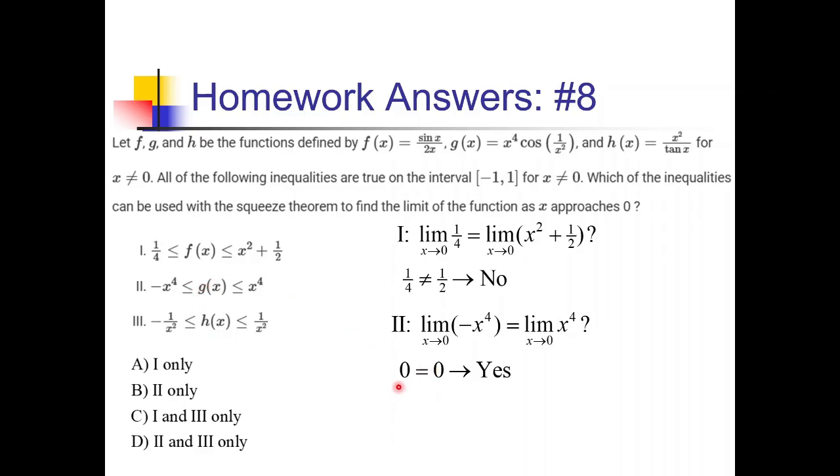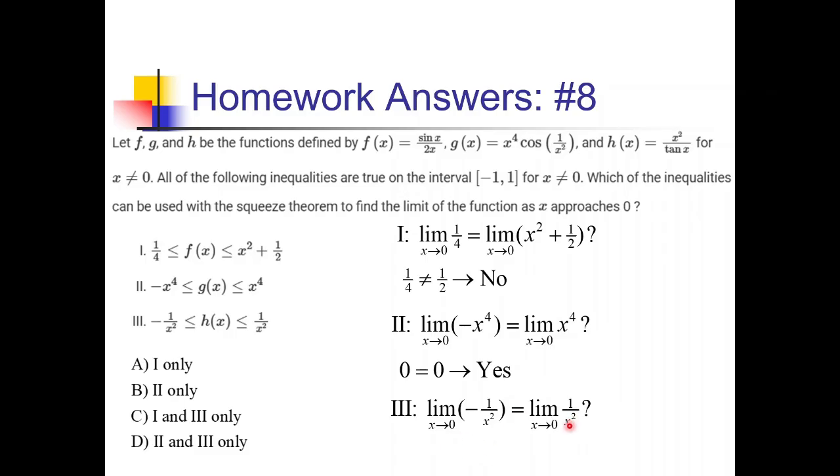Now for the third inequality, we're taking the limit of -1 over x squared and 1 over x squared as x approaches 0. In the first case, as x gets smaller and smaller and smaller, this fraction gets larger and larger and larger. Since there's a negative out in front, that's growing to -infinity. And we have the same kind of thing happening on the right side, but we have a positive infinity instead because there's no negative out in front.